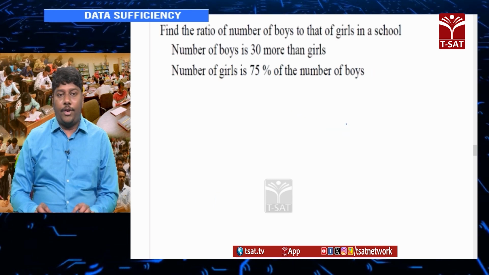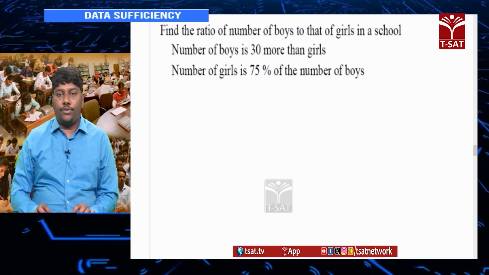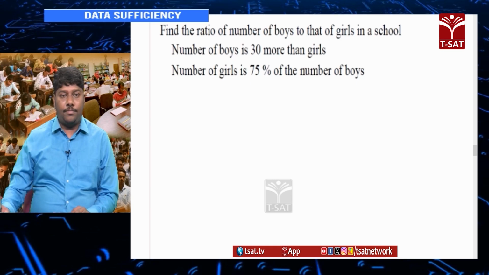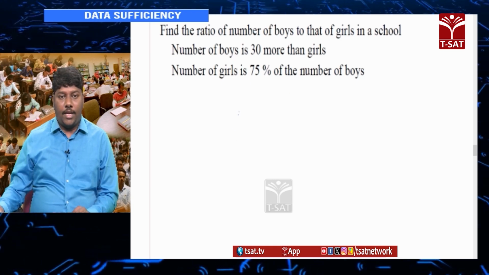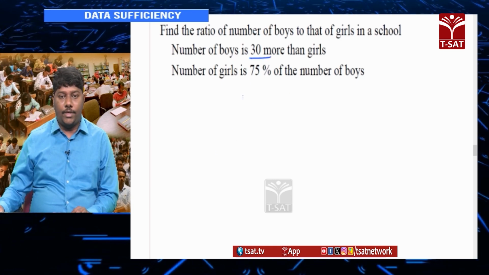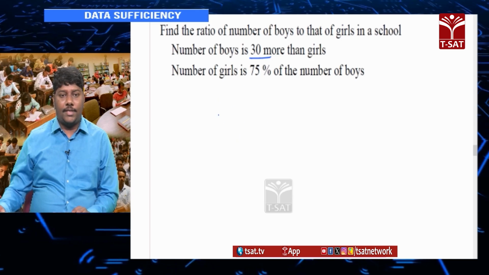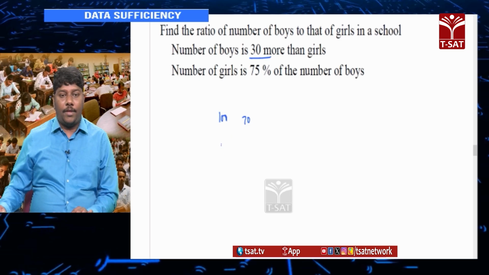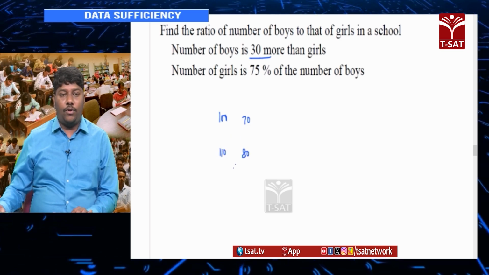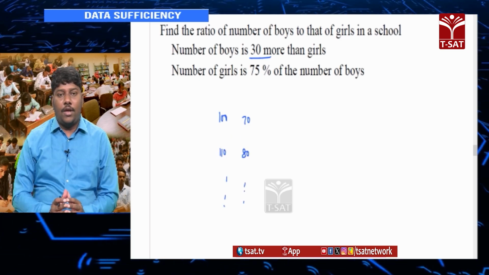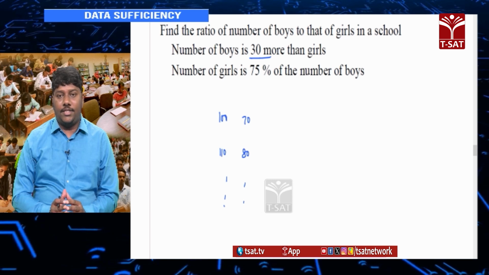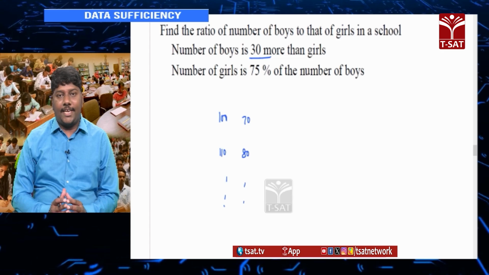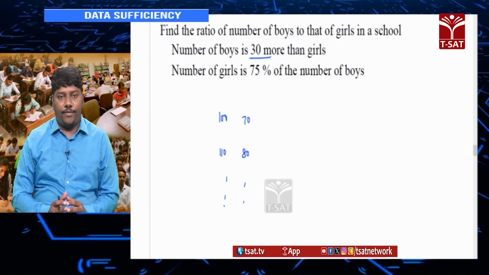Find the ratio of the number of boys to the number of girls in a school. Number of boys is 30 more than number of girls. For example, if boys are 100, girls are 70. If it is 110, it can be 80. It goes on like this. So any two numbers whose difference is 30, I can take. But just by taking difference 30, you can't find out the ratio. Ratio varies. So the first statement is not sufficient to answer the given question.